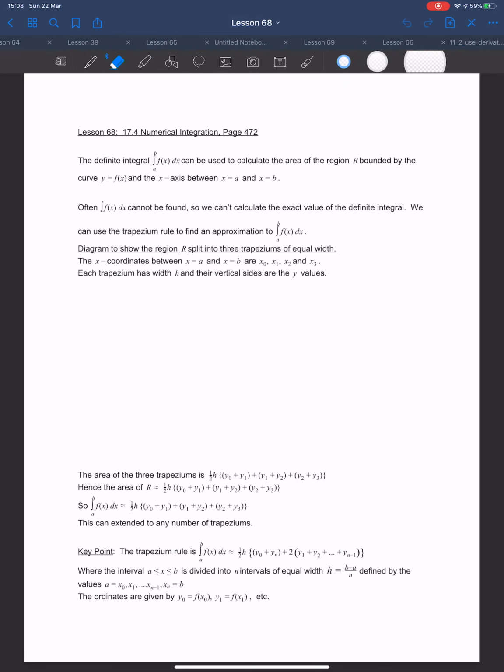Okay, so we're up to the next lesson, which is numerical integration. And again, this is one that I would have done last week because that last one was a bit short. So it means I would have got 2 into the lecture at that time.